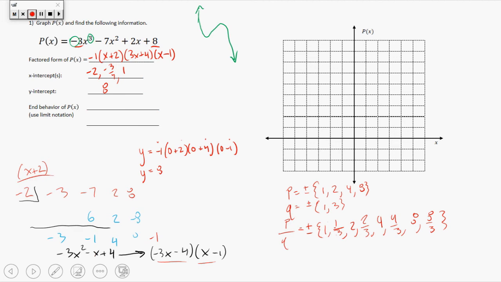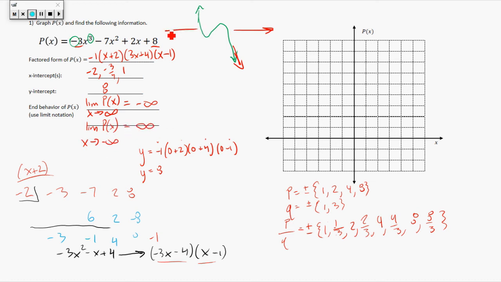So I can say that the limit of the function p of x as x approaches a really big positive value, like infinity, is going to be negative infinity. This is plugging in really big positive values, and it's going down forever. The other end behavior is that the limit of p of x as x gets really big negative is going to be positive infinity. Really big negative numbers would be off that way, so it's going up forever that way.